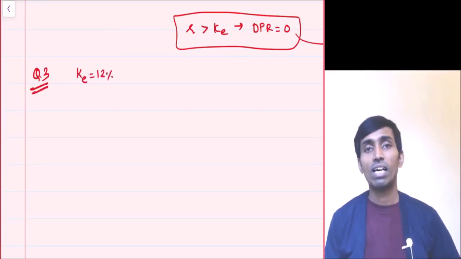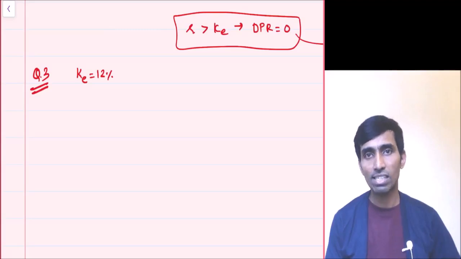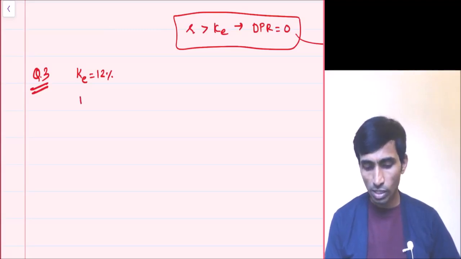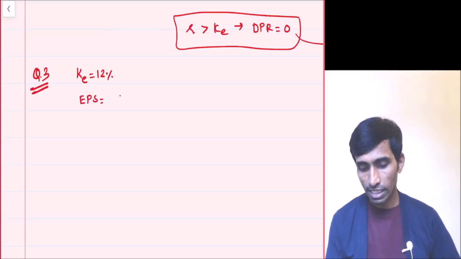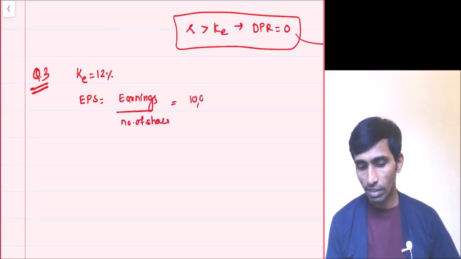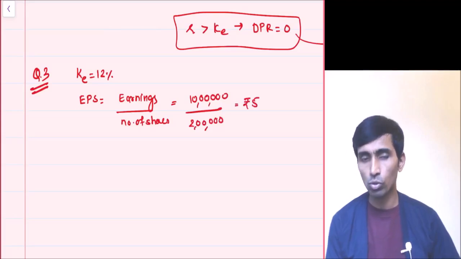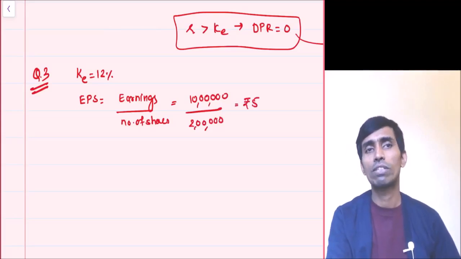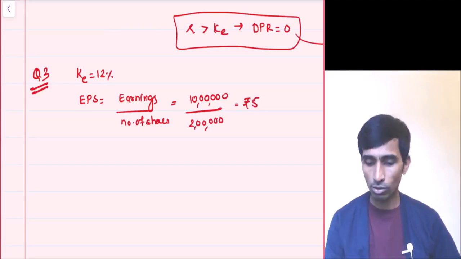Okay, earnings of the company is 10 lakhs. Earnings is given, number of shares is given, so I can calculate EPS, that is earnings divided by number of shares. Earnings is 10 lakhs divided by number of shares, 2 lakhs. So EPS comes to rupees 5. All this base work you should do in the exam, so that there is no waste of time and instantly you can pick the data. Okay, so EPS we have calculated, rupees 5.